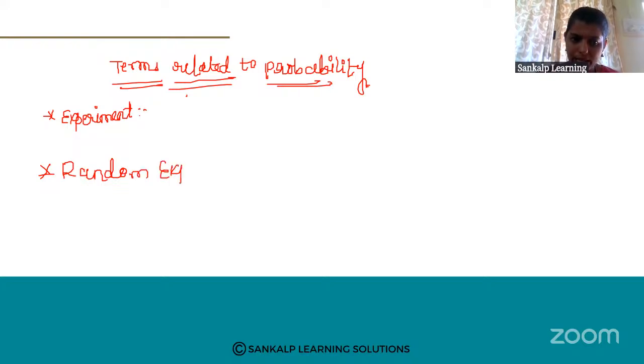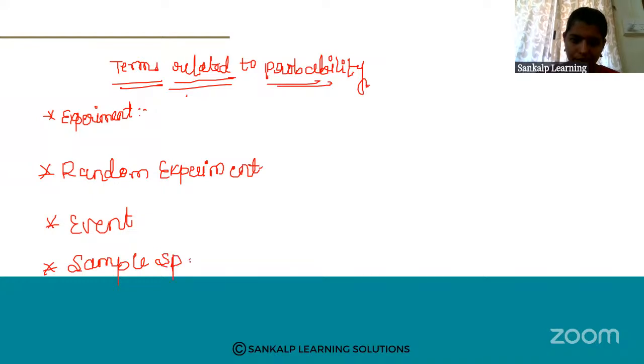So the terms related to probability: first we will discuss the experiment. What do you mean by experiment? This is one term. Next one is random experiment. Next is event. Next is sample space. These all are the terms related to probability. First comes experiment. Already we have learned all these terms in the last year, but we will recall them.